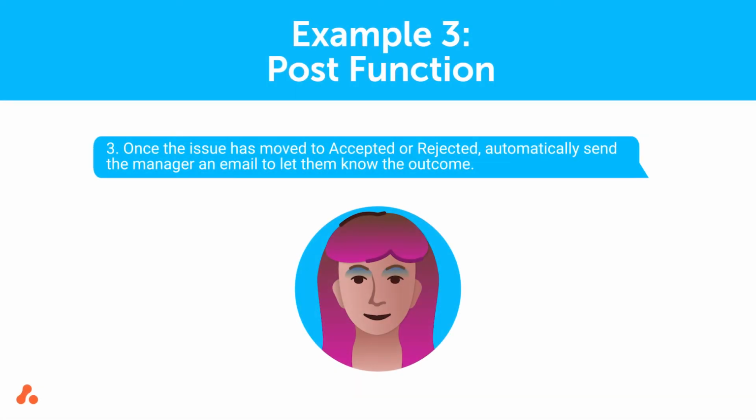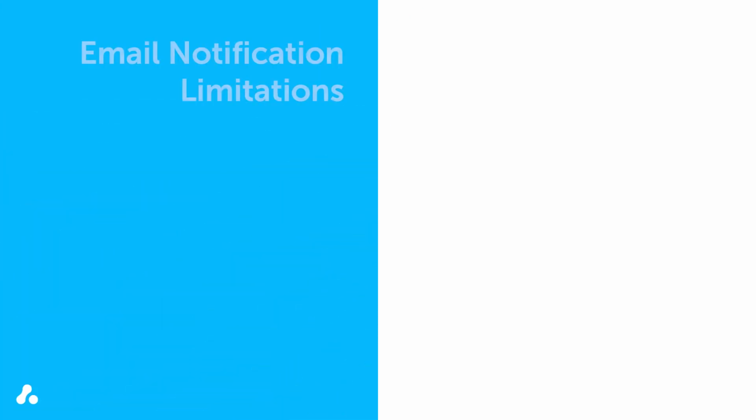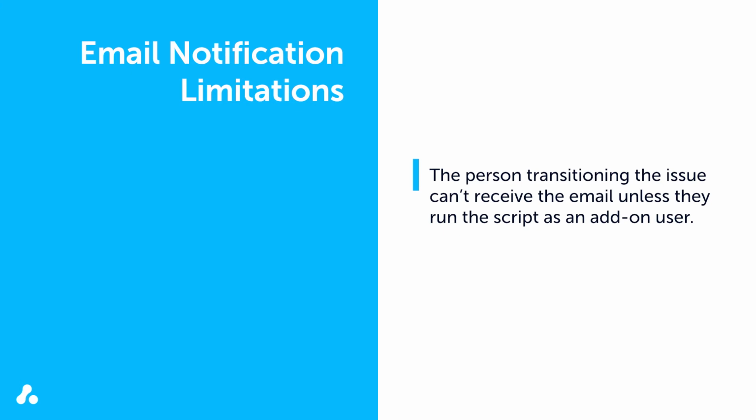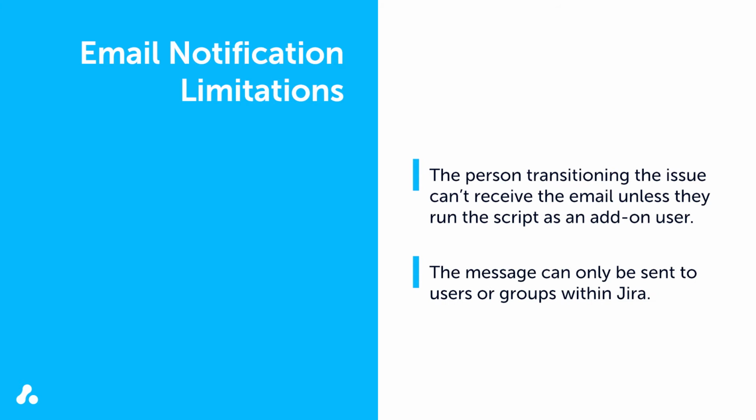Violet's final challenge is to have an email sent to the new hire's manager once the issue is closed with either a rejected or accepted status and let them know the outcome, any next steps, or any other updates. This can be done with a REST API in ScriptRunner, but it does have limitations. The person transitioning the issue can't receive the email unless they run the script as an add-on user. The message can only be sent to users or groups within Jira.